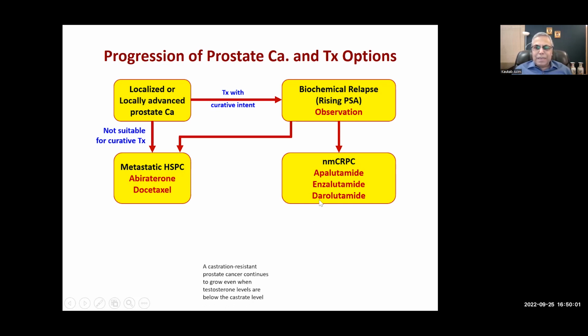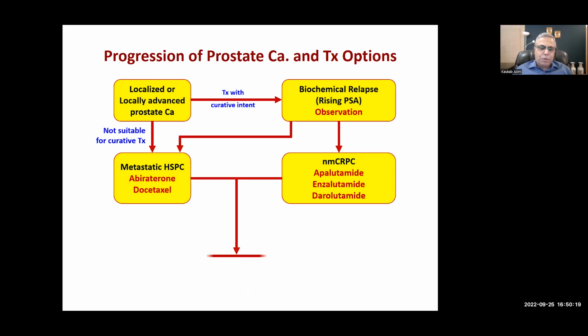Castration-resistant means that it is not hormone sensitive. It can grow without testosterone. Okay, that is something more dangerous. In that case, we are giving these drugs, apalutamide. These are androgen blocking drugs. Although the cancer is not androgen dependent, we are still giving these drugs.